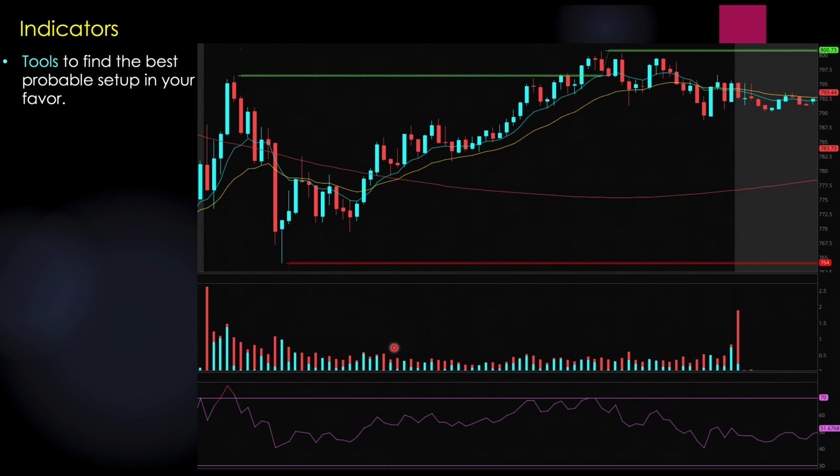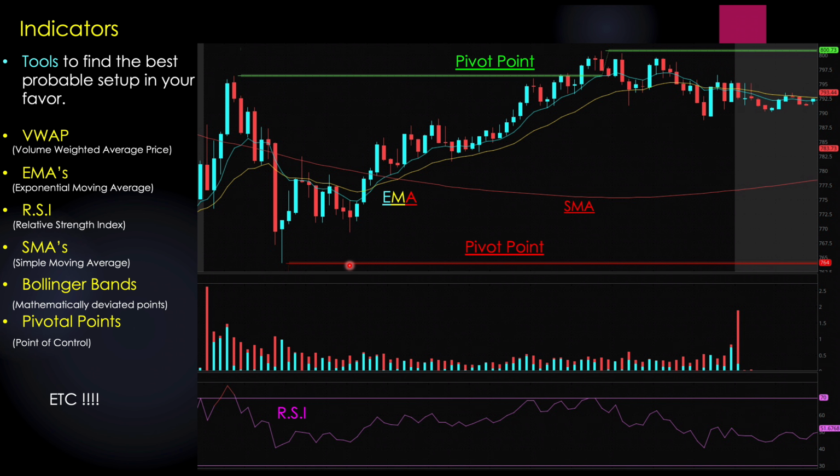Now these are the last few slides, guys. This is something that I recommend traders don't dabble into if you don't know the basics, which is indicators. They're just tools to find the best probable setup in your favor. And they're all of these little squiggly lines that people call color books, color crayons, RSI. There's a whole bunch of stuff on here, guys, but I'm gonna break down what they really are. All of these things that you see on my chart are just helpful tools to find the best setup in your favor.